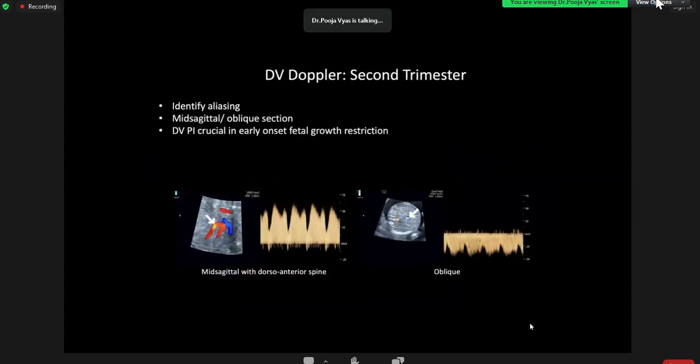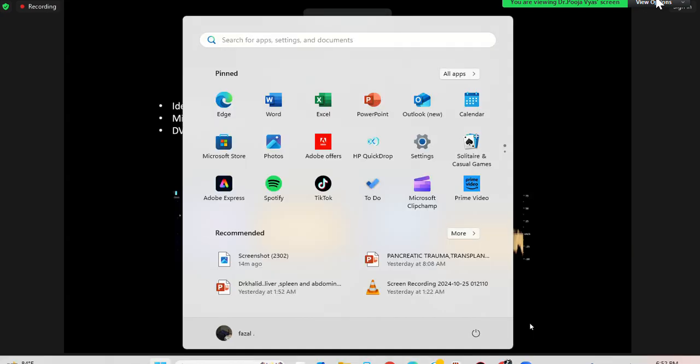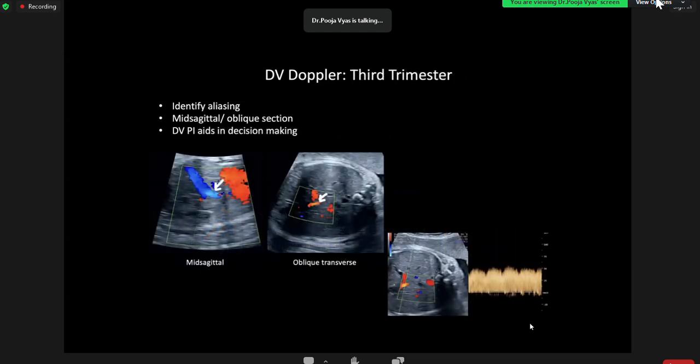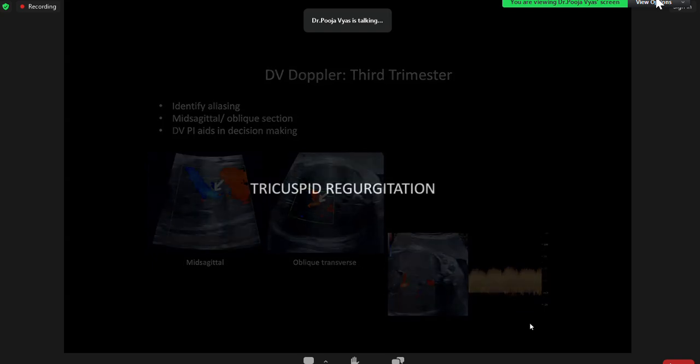Now DV in the second trimester is done in the same way, either in the sagittal or in the oblique section. And here the DV PI is very important in cases of early onset FGR. Moving on to third trimester, again done in the same way, and DV PI will help in taking a call whether we need to deliver the baby or not.